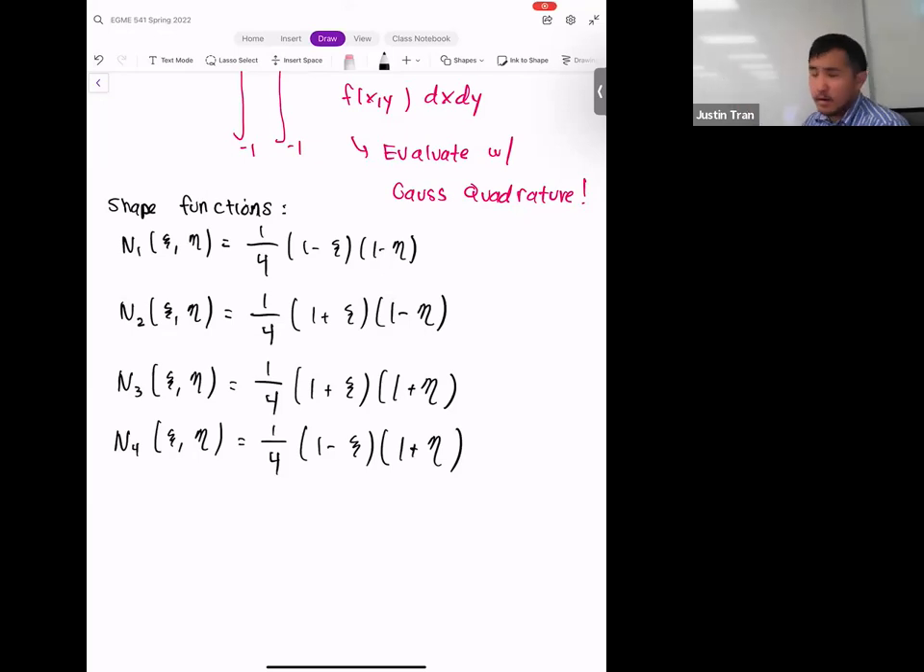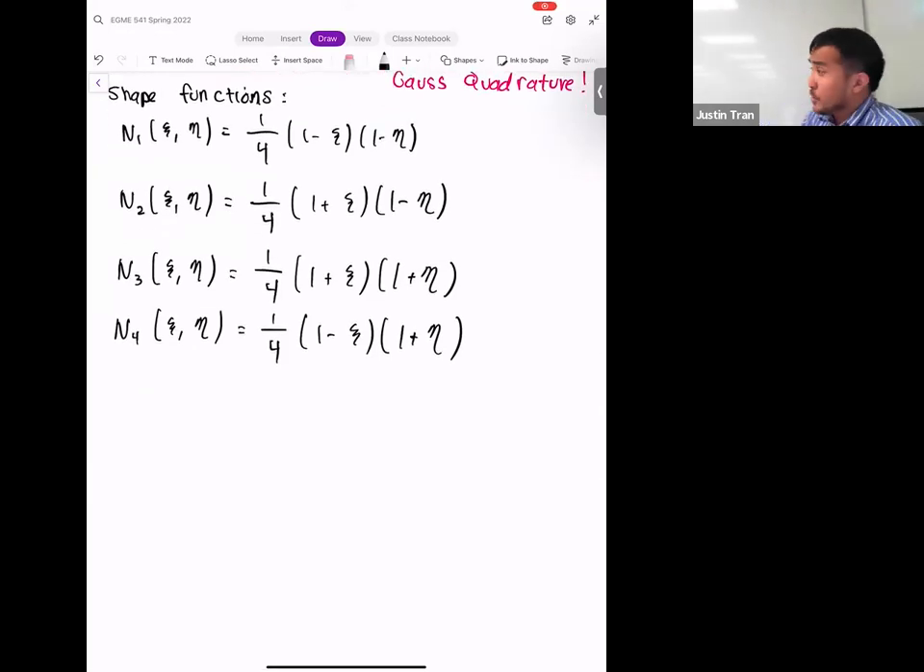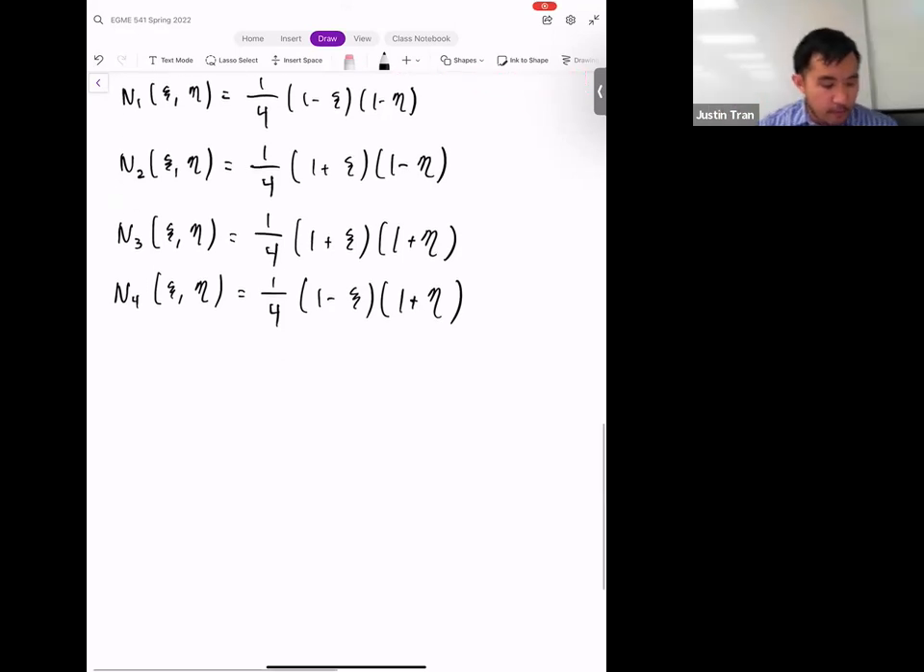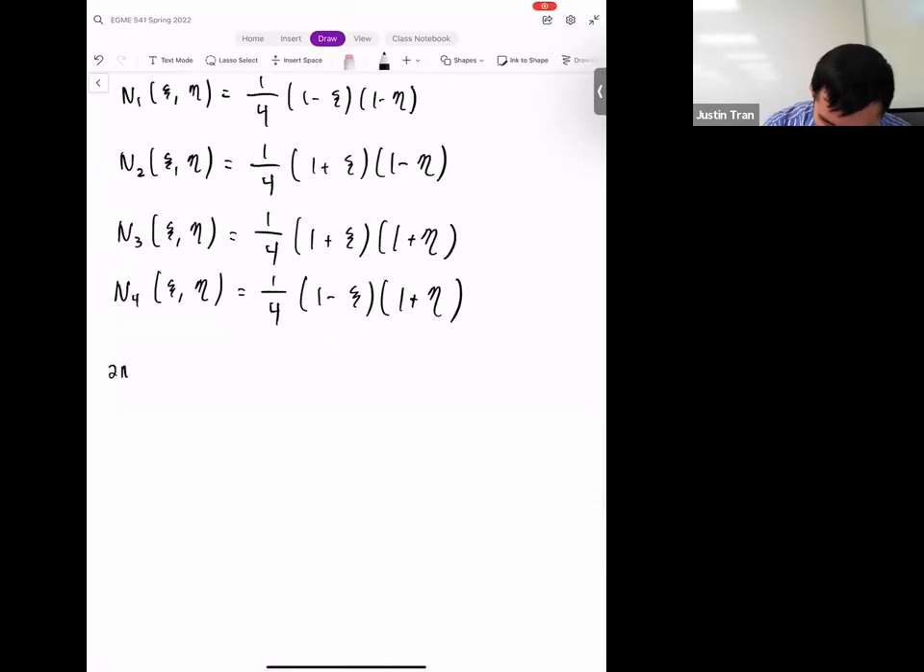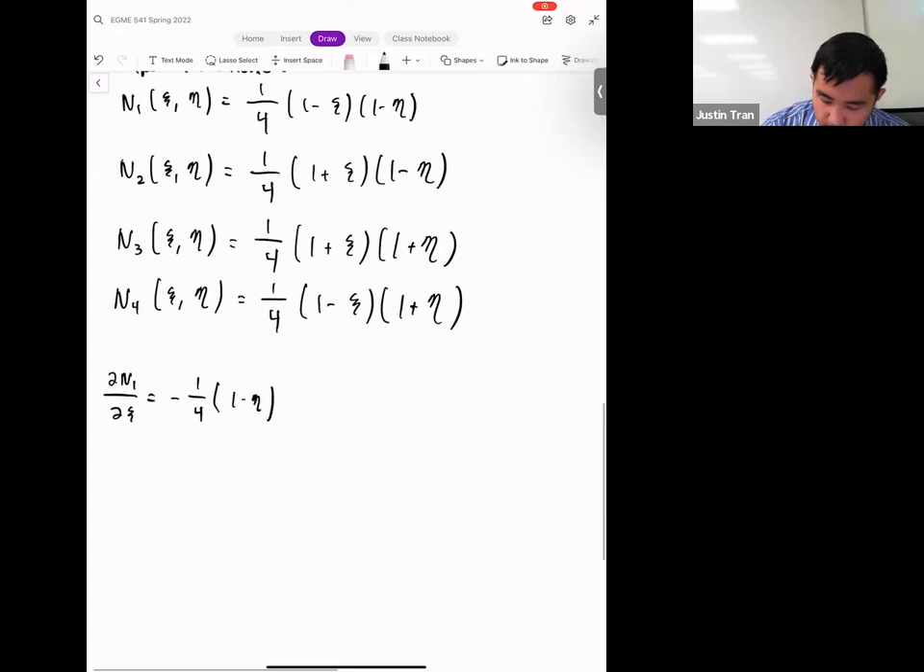Because we'll need them later, let me go ahead and evaluate all of the shape function derivatives, all 8 of them. It's going to be a lot. Because we have 4 shape functions and 2 spatial variables, we have to compute the derivatives of all 4 of them with each spatial variable. I'm going to do all the derivatives with respect to epsilon first. So we have partial N1 partial epsilon equal to minus 1 over 4, 1 minus eta. We have partial N2.